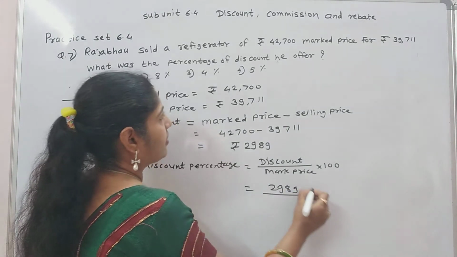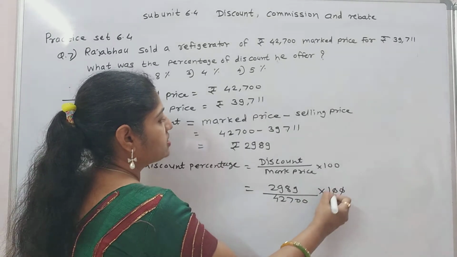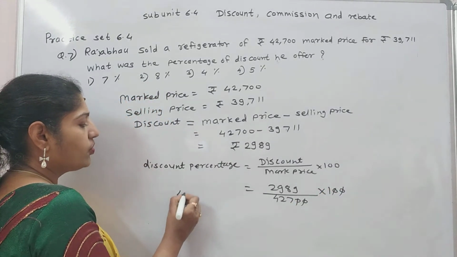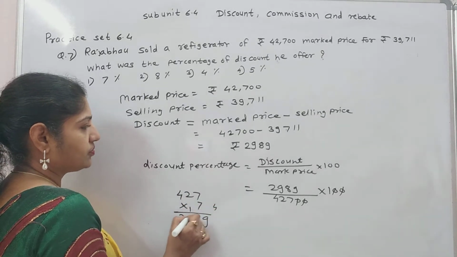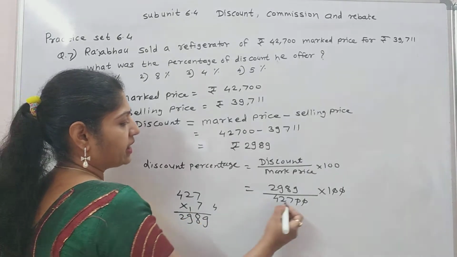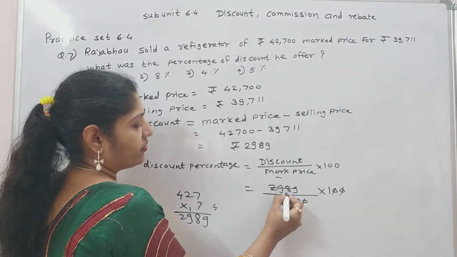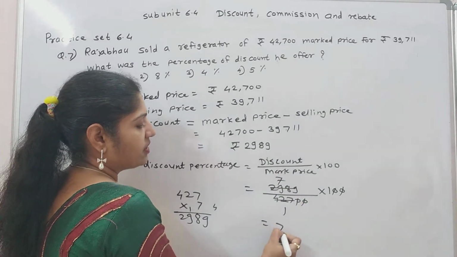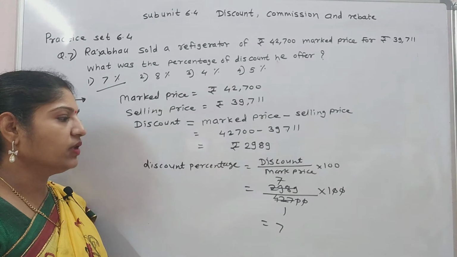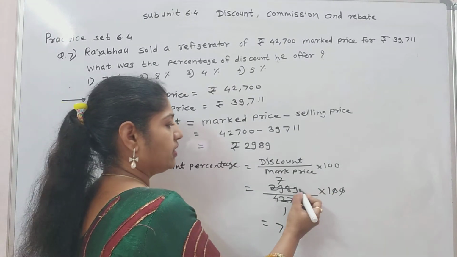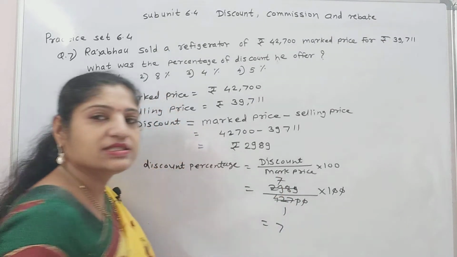2,989 divided by mark price 42,700 into 100. Double zeros are cut. 427 into 7, that is 2,989. So this is divided by 427. Answer is 7%. Our answer is discount percent is 7%, option number 1. Divide this number by 427, answer is 7.